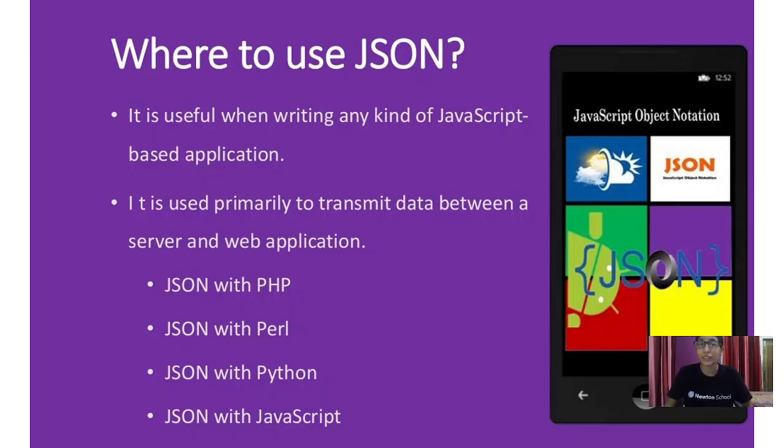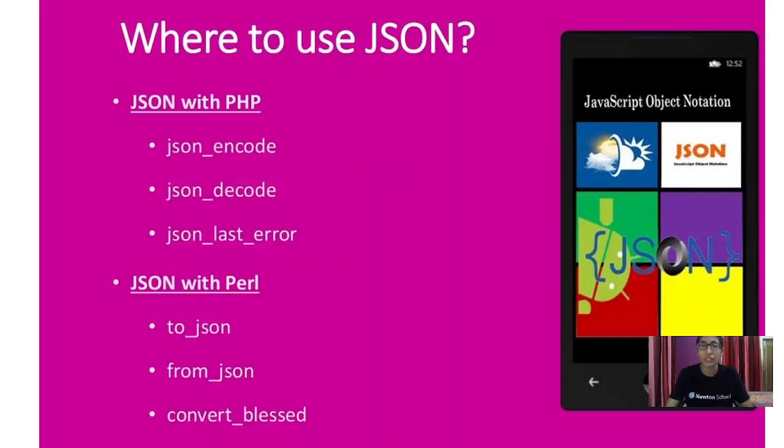JSON has wide application in various fields. JSON can be applied in PHP, in Perl, and in Python. It is also used with JavaScript. Obviously, it's the object notation of JavaScript.